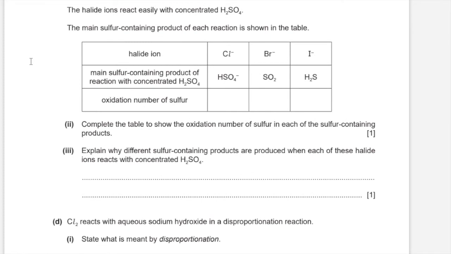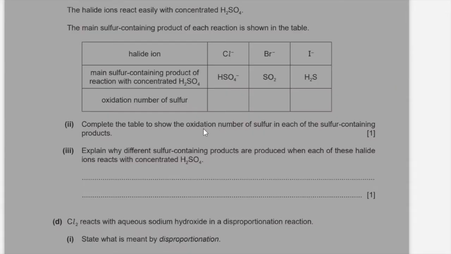The halide ions react easily with concentrated sulfuric acid. The main sulfur-containing product of each of the reactions is shown in the table. So the main sulfur-containing product of reactions with each of these halide ions is different, as you can see, and we're supposed to complete the table to show the oxidation number of sulfur in each of the sulfur-containing products.